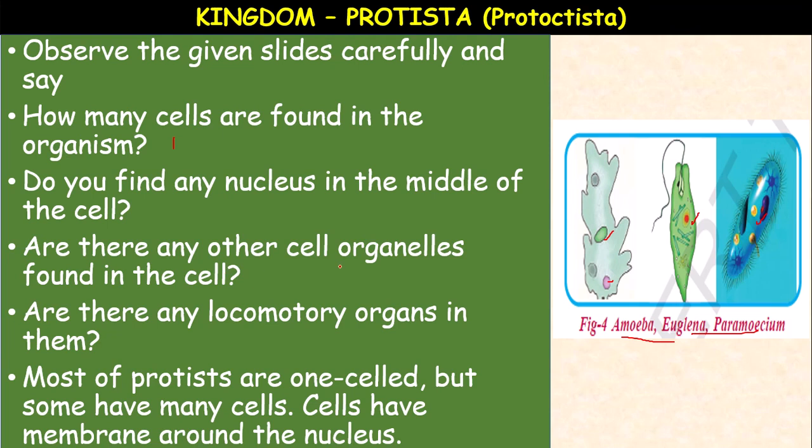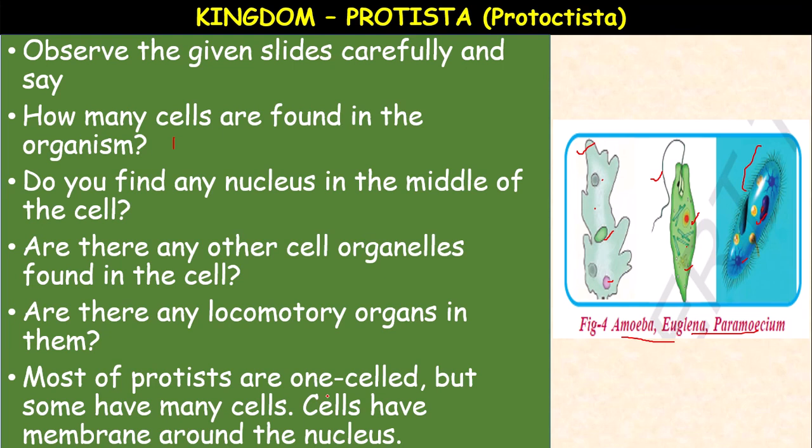Next, are there any other cell organelles found in the cell? Yes. Food vacuole is there, cytoplasm, blepharoplast, flagellum. Here chloroplast, spiral chloroplast are present, contractile vacuole. So some other cell organelles are also found in the cell. Are there any locomotory organs in them? Yes. Here in amoeba, pseudopodia. In euglena, flagellum. In paramecium, cilia are there. Locomotory organs are present.